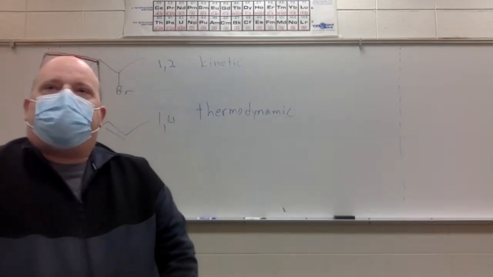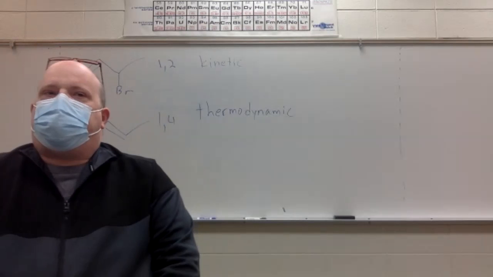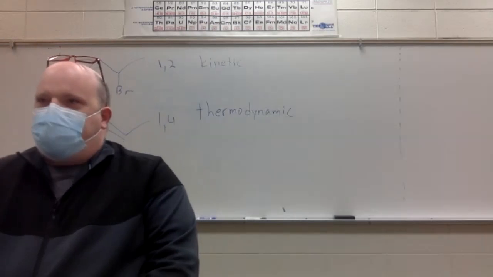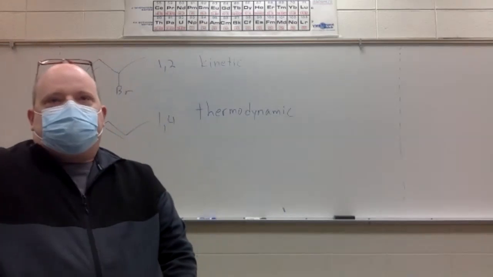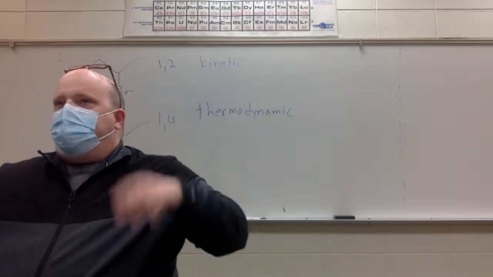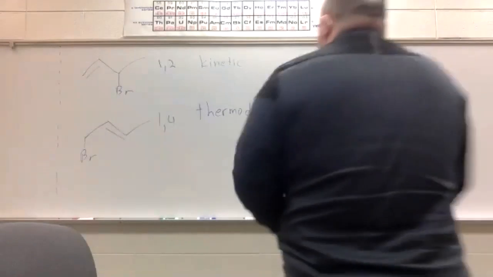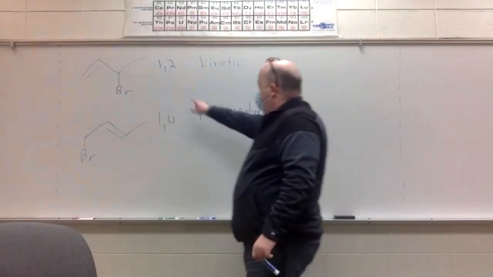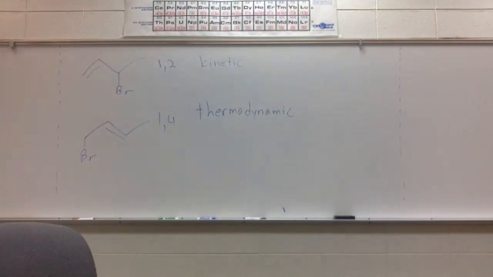And what does the rate of a reaction depend on? Think of your energy diagram. What does the rate of a reaction depend on? Energy of activation. Yeah, you remember that big hump, right? So how big that hump is. The energy hump is separate from the overall energy change between the products and the reactants. Okay. Basically, to form a 1,2 or kinetic product, the energy hump to get over is smaller.